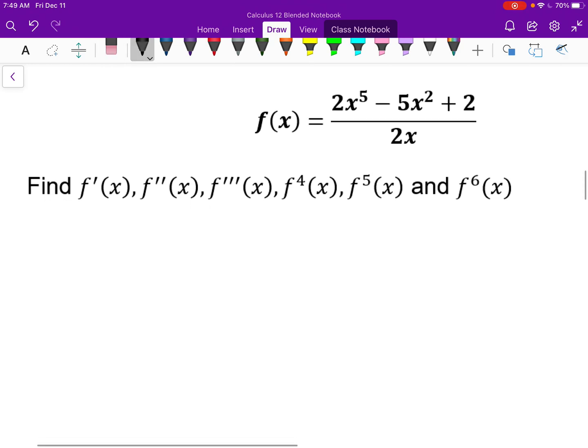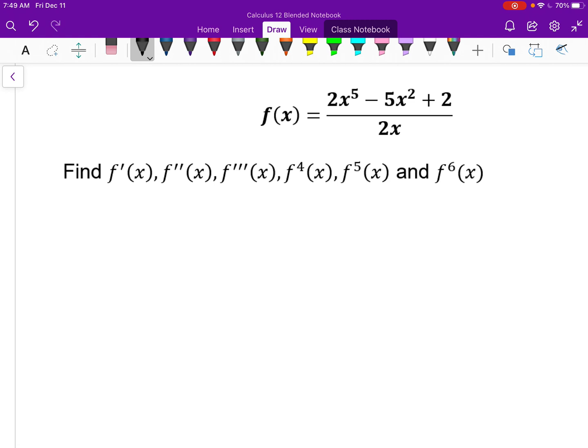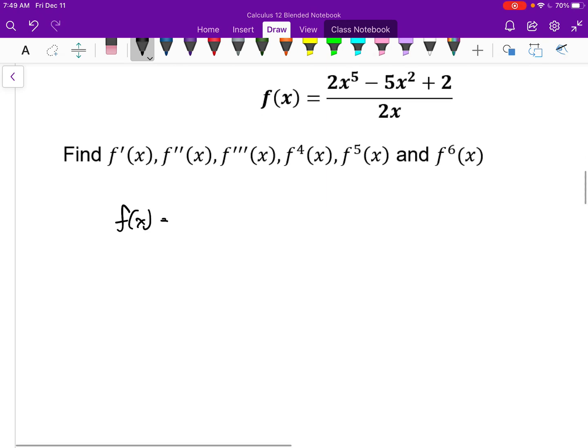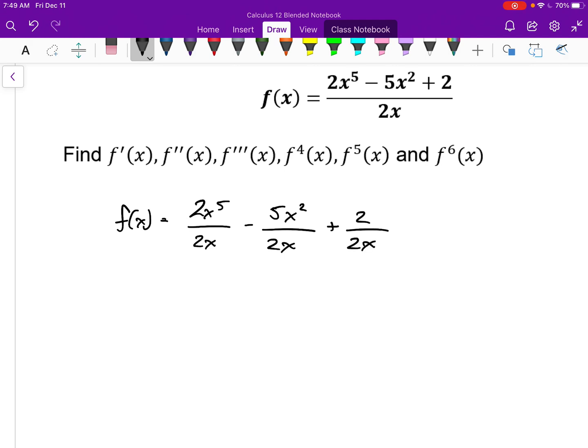And quite often, in fact very, very often when dealing with functions and you're differentiating them, we want to change the form of them before we start differentiating, to put them into a form that's more convenient for us. And so let's start with f of x. What I want to do first is write this as three separate fractions. I want to write it as 2x to the power 5 over 2x, minus 5x squared over 2x, plus 2 over 2x. And the point of doing this is that I'm going to get 4 separate terms, and I can differentiate each of those 4 terms separately. I don't have this big quotient anymore.